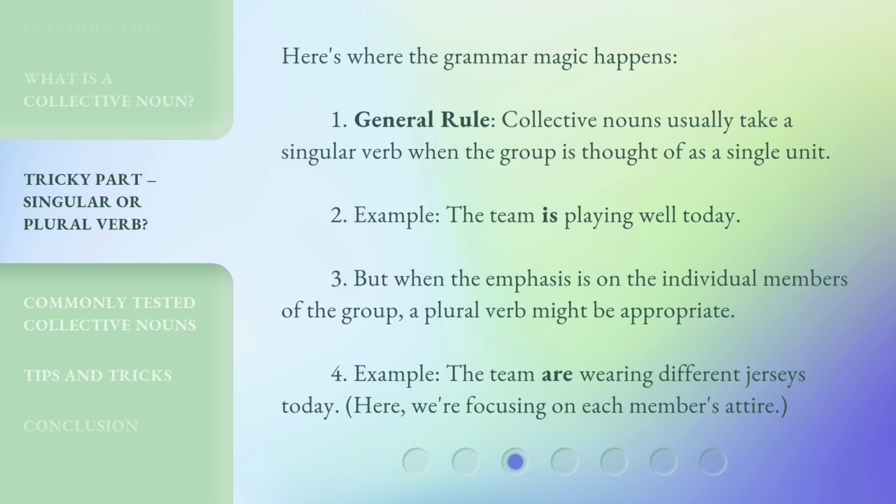Here's where the grammar magic happens. 1. General rule. Collective nouns usually take a singular verb when the group is thought of as a single unit. 2. Example. The team is playing well today. 3. But when the emphasis is on the individual members of the group, a plural verb might be appropriate. 4. Example. The team are wearing different jerseys today. Here, we're focusing on each member's attire.